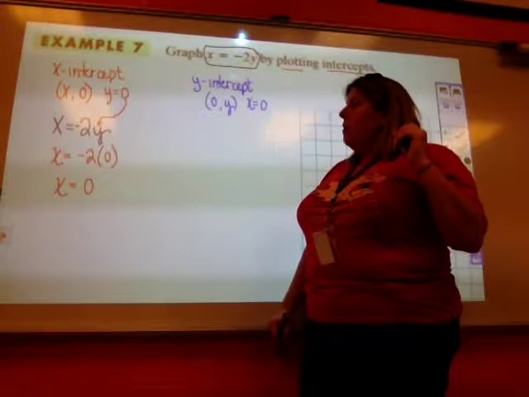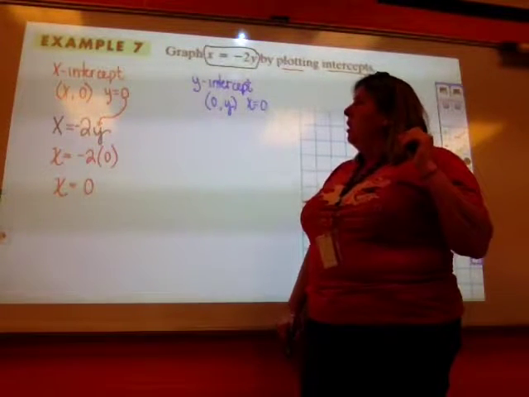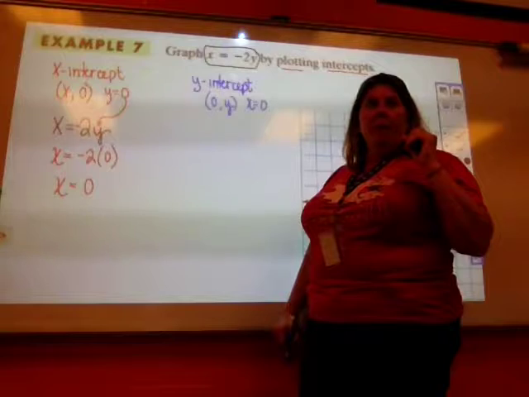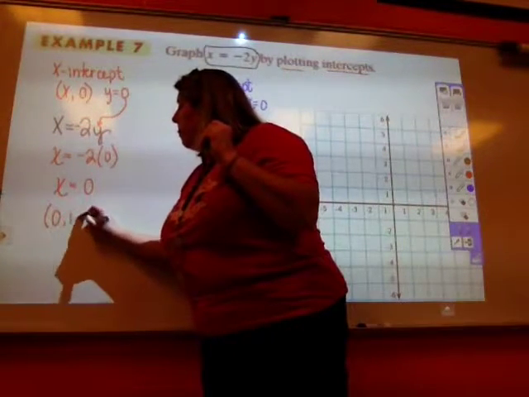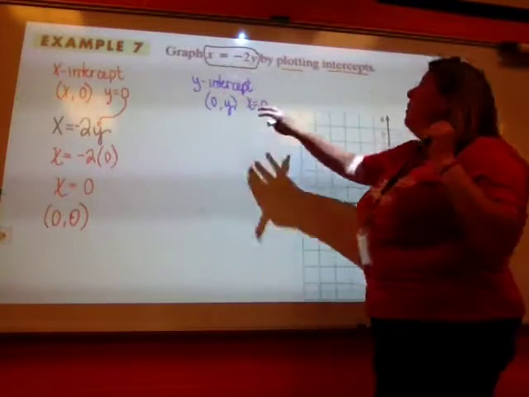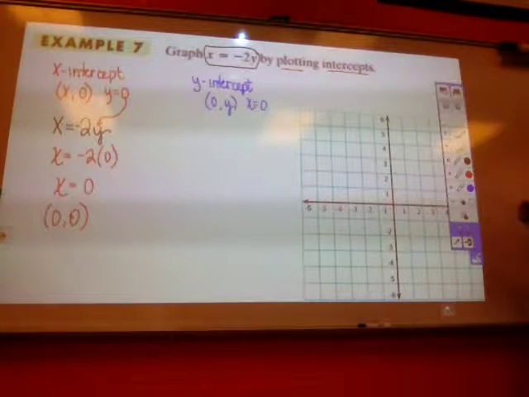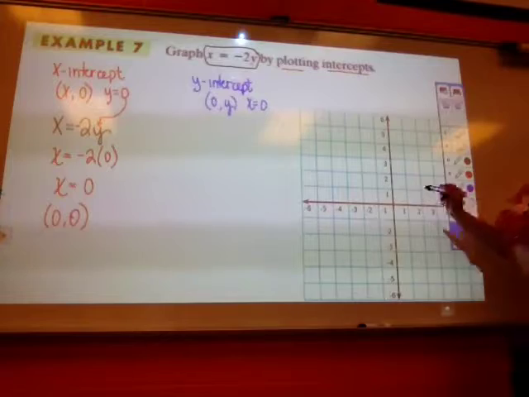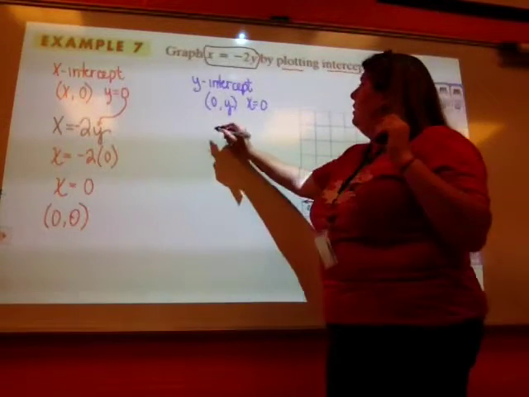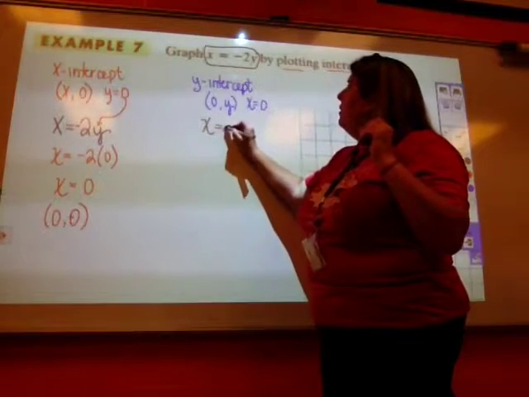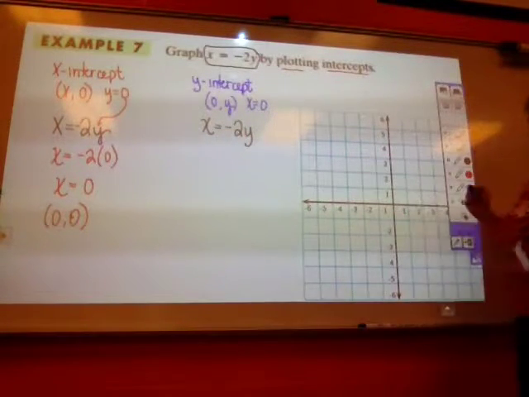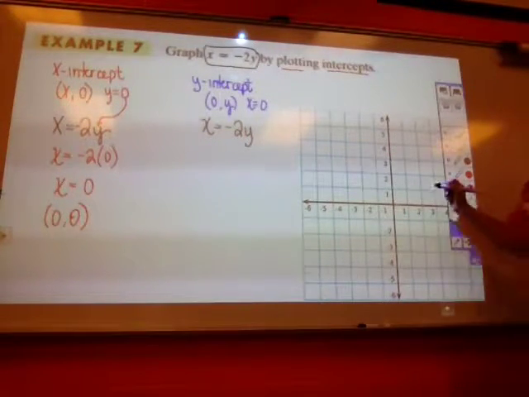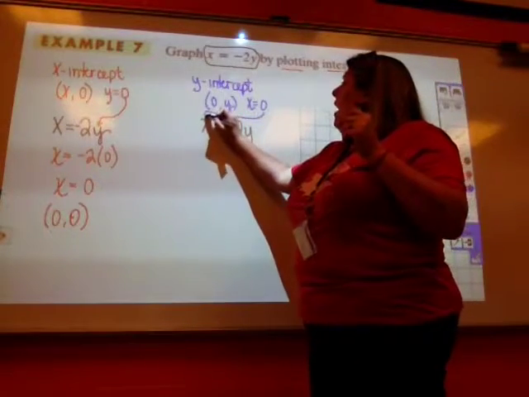All right. So then, what's my ordered pair going to be? 0, 0. Then I've got my y-intercept. Everybody agree? I'm going to do the same thing. I'm going to use the same equation. X is equal to negative 2y. That's how I remembered my negative. So I'm going to replace x with a 0.